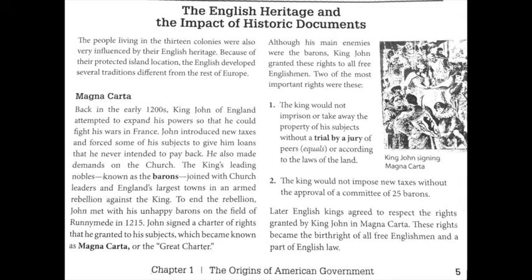And number 2, the king would not impose new taxes without the approval of a committee of 25 barons. So underline or highlight that also. That's the idea of the king not being able to just tax the people for whatever he wants. The people have to get together and agree, 25 of them, to pay the tax. Later, English kings agreed to respect the rights granted by King John in the Magna Carta. These rights became the birthright of all free Englishmen and part of English law.